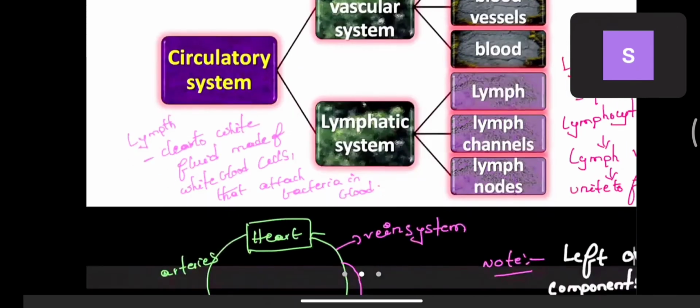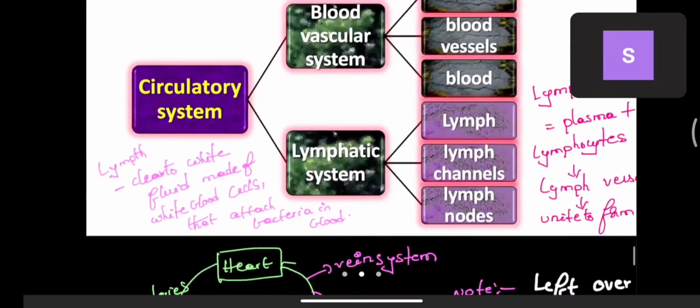Understood? So all the details I have written here, you can go through all of them. So lymph means what? Clear to white fluid made up of white blood cells that attack bacteria in the blood. So lymph is not red in color, it is white in color or maybe transparent also. And it is mostly made up of white blood corpuscles, which are not collected by veins. Some of the serum and some of the WBC make the lymph.